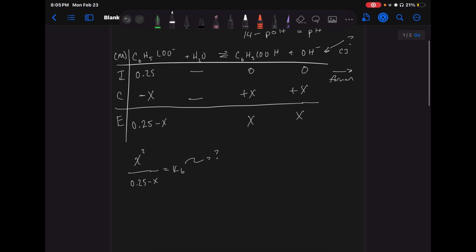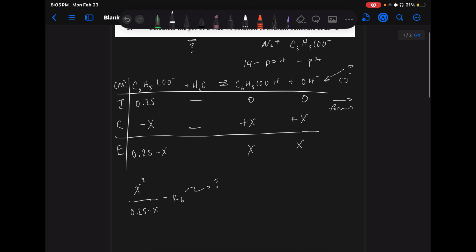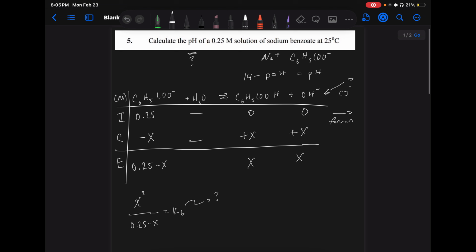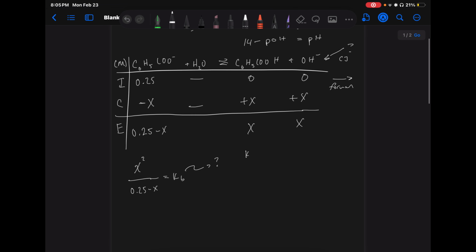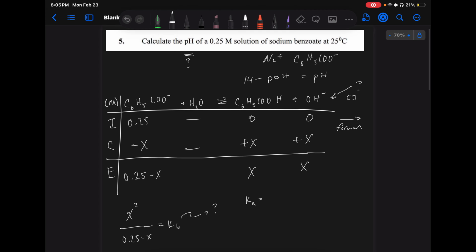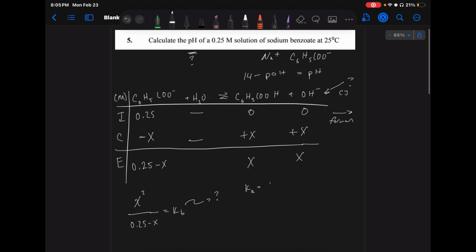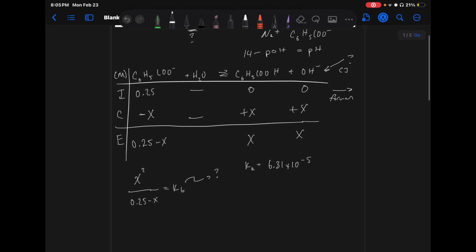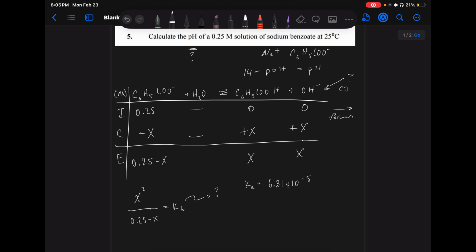We just have to find that. What I have been provided is the Ka values of these acids. So if we find the Ka of C6H5COOH, the value is 6.31 times 10 to the negative 5. That's just the Ka value of C6H5COOH, which is this right here.